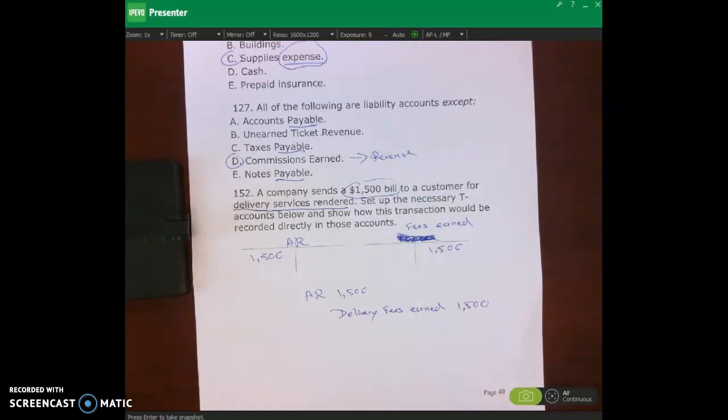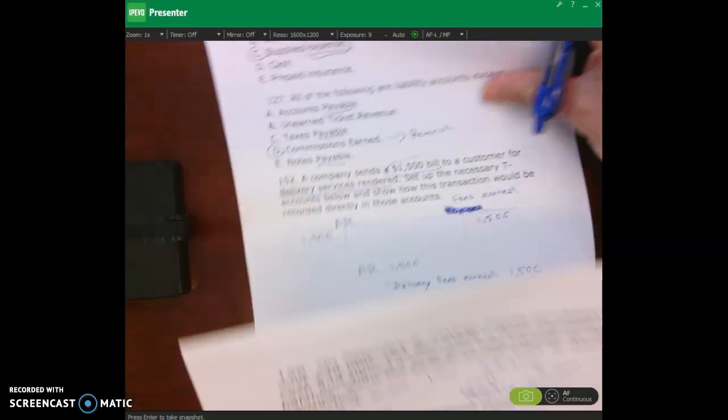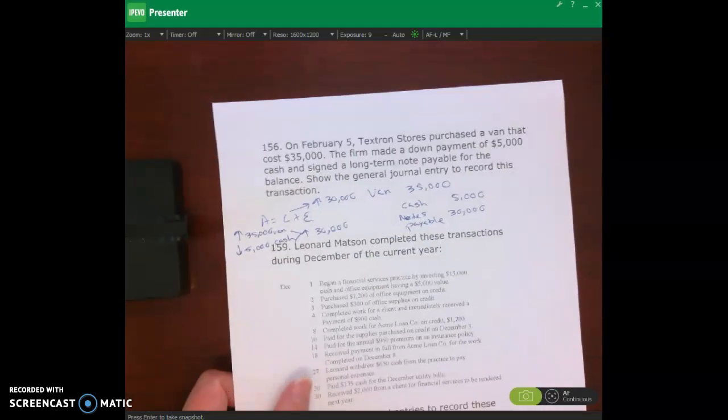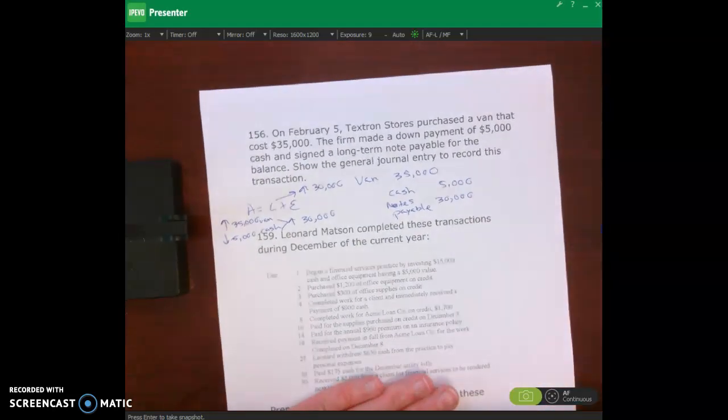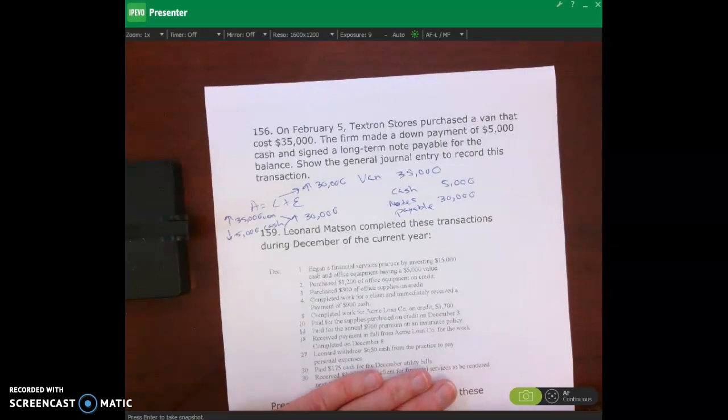Okay, so let's look at the next one. Number 156. It says on February 5th, Textron Source purchased a van that cost $35,000. The firm put down $5,000 cash and then signed a long-term note payable for $30,000, which is the balance. Okay, so they put down $5,000 cash. So we have a couple of things that we need to think about.